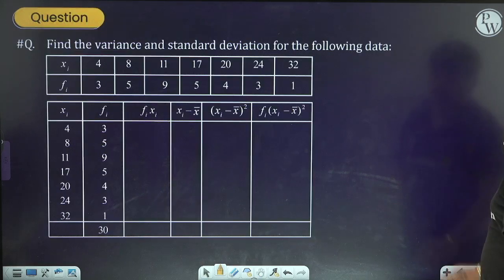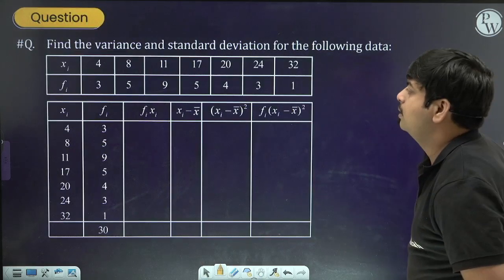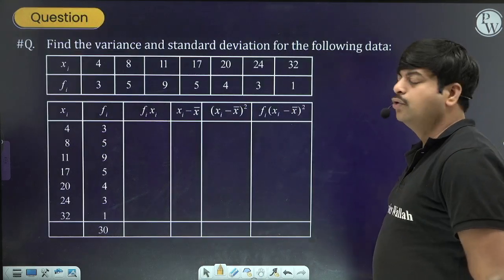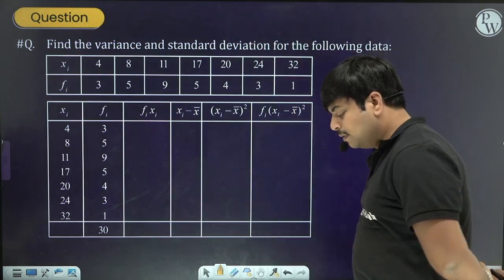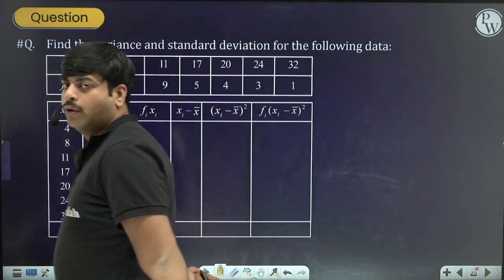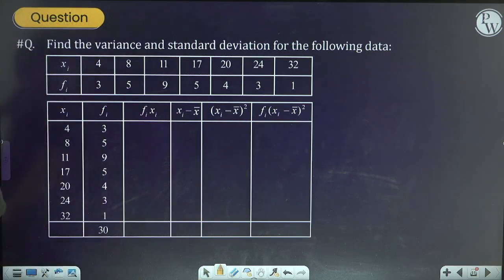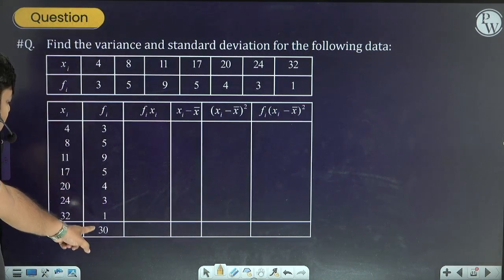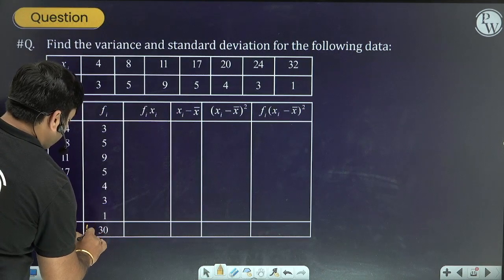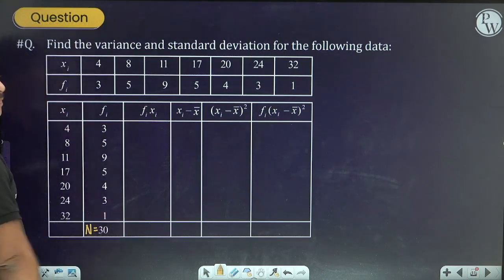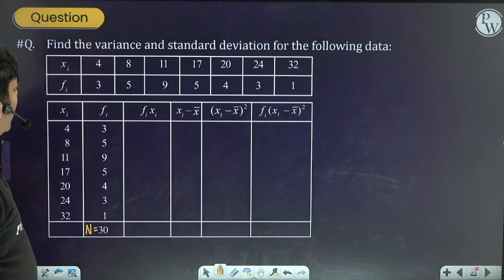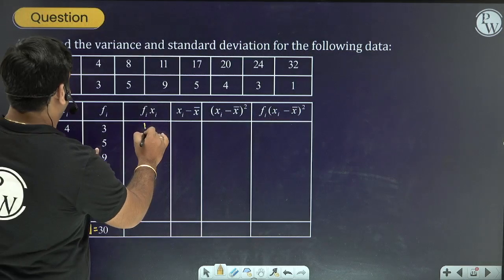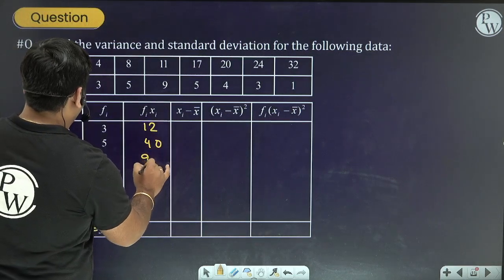So let's move forward. Find the variance and the standard deviation of the following data. Don't worry, variance and standard deviation will be done in one go. You know, the square root of variance will be the standard deviation. So we have xi, fi, the sum of which is 30. This will give you the total, capital N or sigma fi. In the formula, fi into xi: 12, 40, 100, 85, 80, 24, 32, 32, 31.